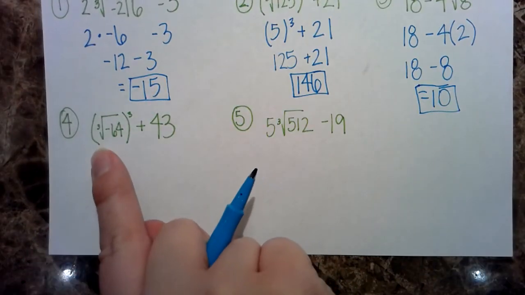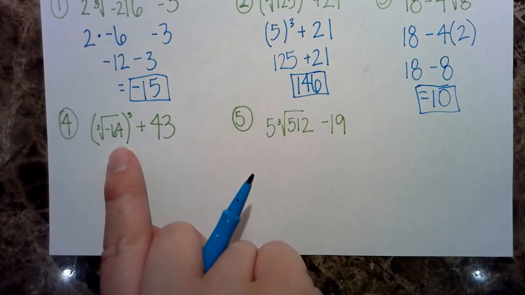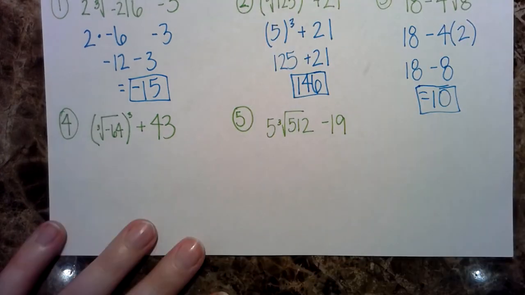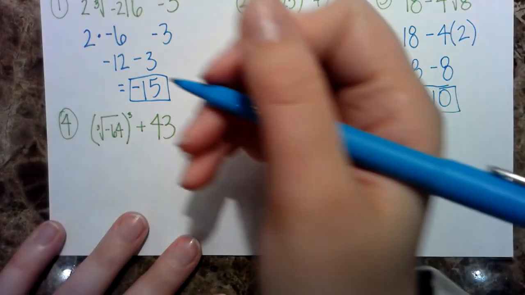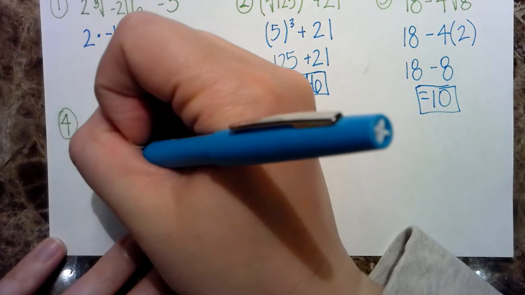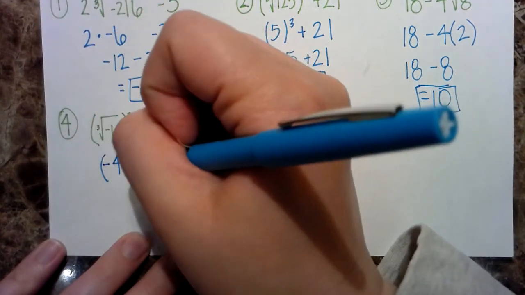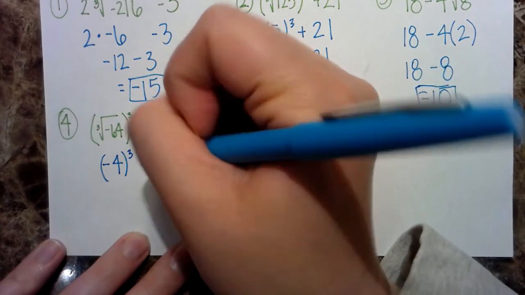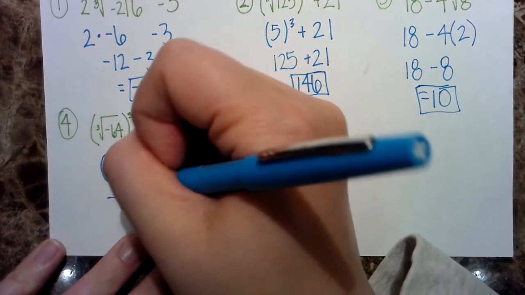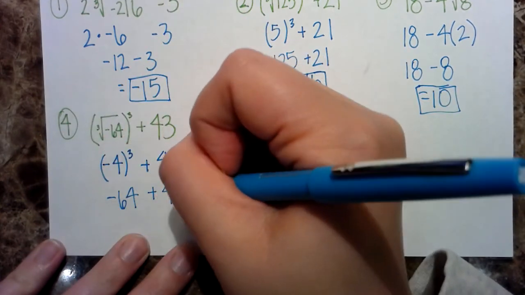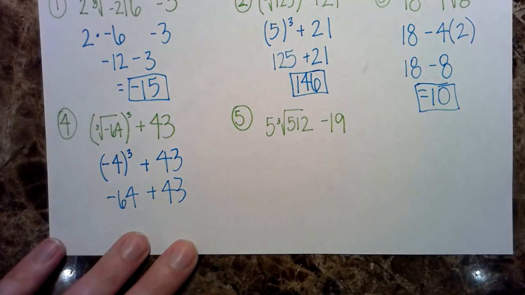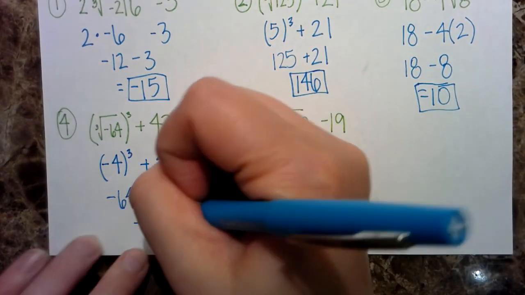The cube root of negative 64. So I know that the cube root of 64 is 4. So that means that this is going to be a negative 4 to the third power plus 43. That leaves me with negative 64 plus 43. Negative 64 plus 43 is going to give me negative 21.